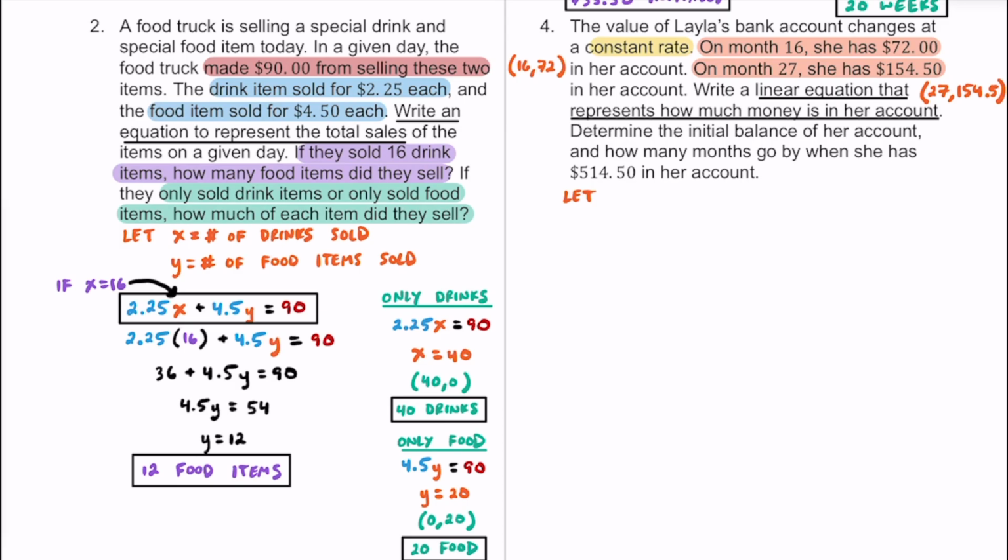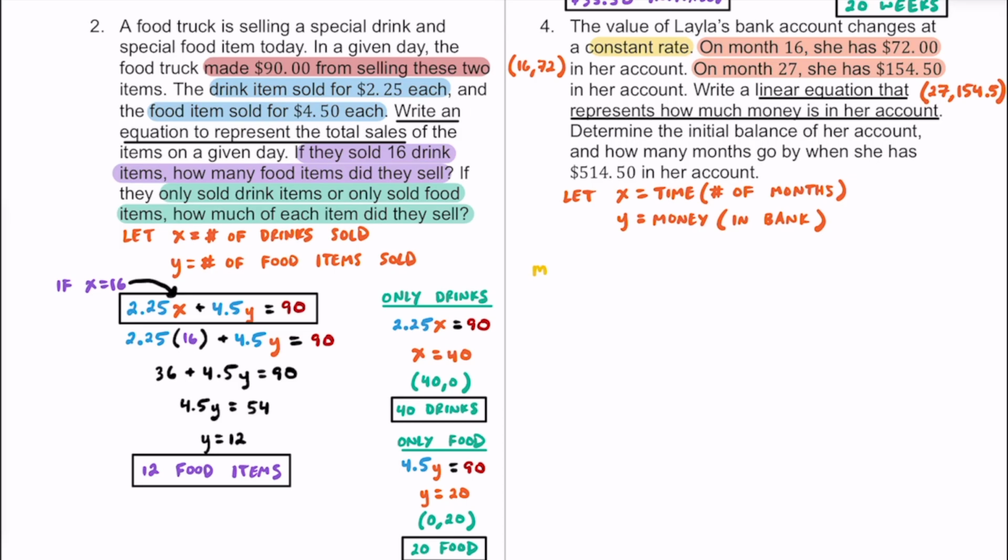Of course, it's always good to define our variables first. So we're going to let x represent time, which is the number of months, and let y represent the amount of money that she has in the bank. All right, so remember that we have these 2 points and we're going to try to write a linear equation. I think it's going to be a good idea to use these 2 points to find the slope.